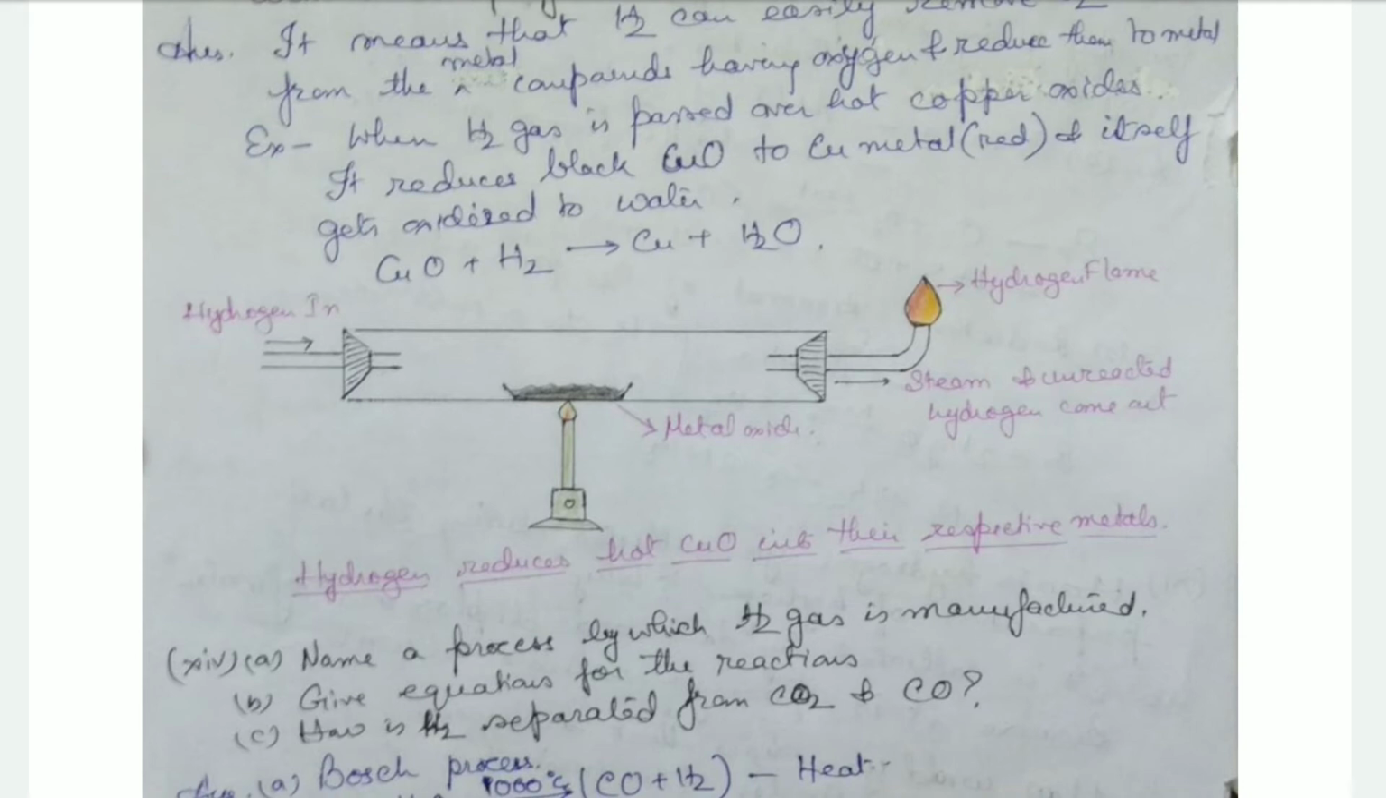Then what will happen, this metal oxide, the black copper oxide, will change into reddish copper, and at the further end there will be steam liberated, which will cool down to form a liquid, which if we test it with anhydrous copper sulfate, it will change into blue color, and some of the hydrogen gas will come out, will produce a flame.